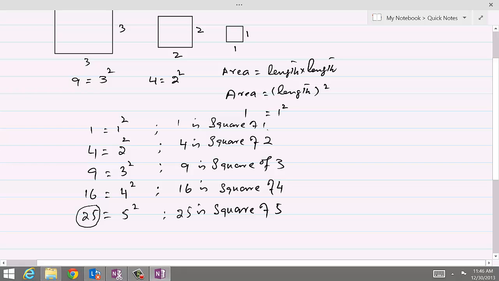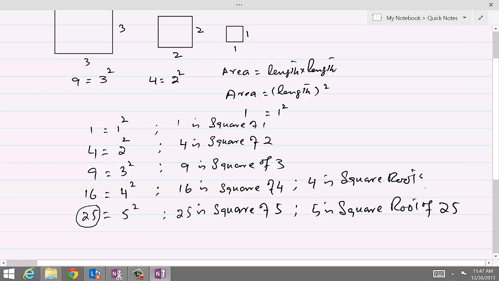But what if we want to reverse this relation? We know how 25 is related to 5, how 16 is related to 4, how 9 is related to 3. But what if we want to know the relation the other way around? We can definitely say 5 is the square root of 25. And this way we can say that 4 is the square root of 16. You see how we are naming these relations, just reversing the relation.